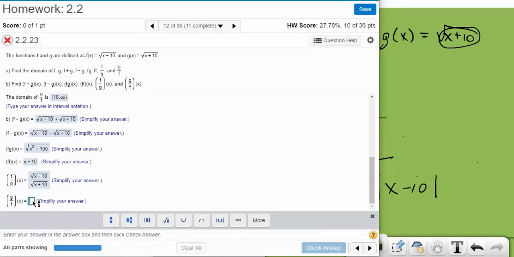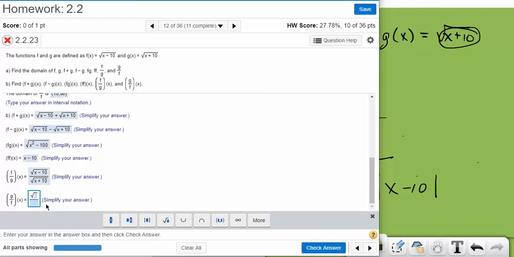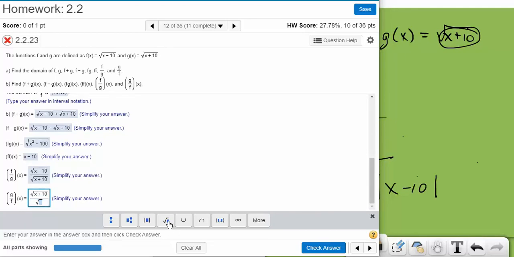And then this one, we just flip it around. So we have square root of x plus 10, and then on the bottom we have square root of x minus 10, and again it doesn't simplify, so that's it.